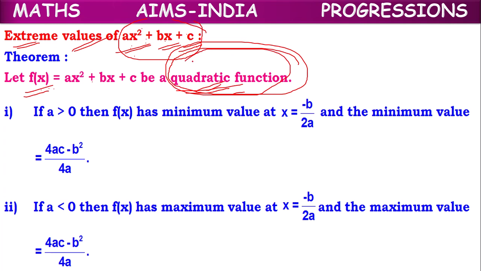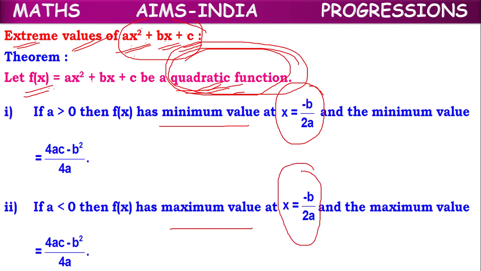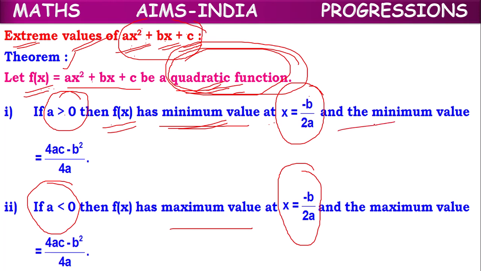So we have a quadratic function here, which will have a minimum value or maximum value based upon the x value and based upon the a value. In this quadratic function, if a is greater than 0, then this function will always have a minimum value at x equal to minus b by 2a. When x equals minus b by 2a, at that place it will have the minimum value, and that minimum value is 4ac minus b square by 4a.